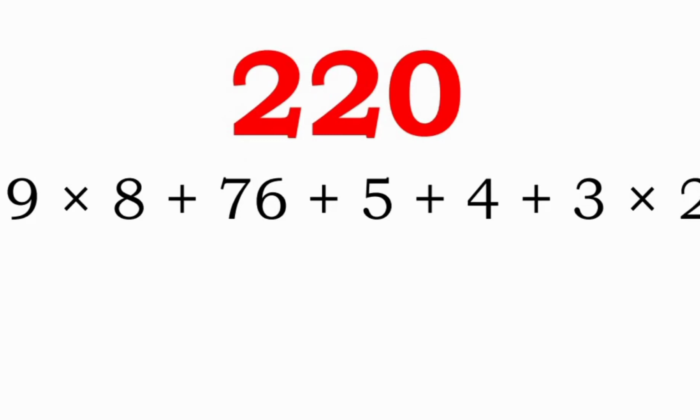In the next representation of 220, we will again use the digits 1, 2, 3, 4, 5, 6, 7, 8 and 9 but in decreasing order. That means we start using the digit 9 first, then 8, then 7, then 6, then 5, then 4, then 3, then 2 and finally 1. We can write as 9 into 8 plus 76 plus 5 plus 4 plus 3 into 21.